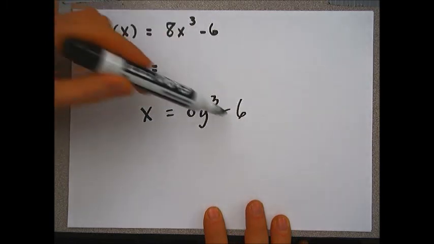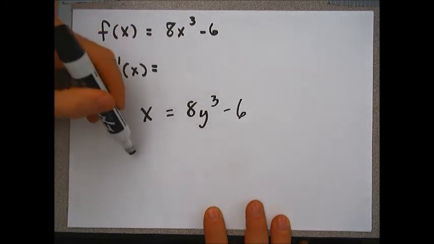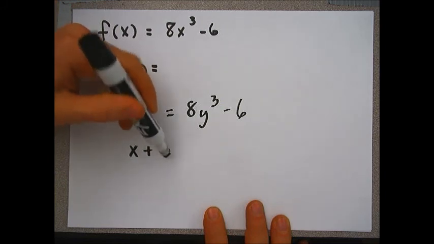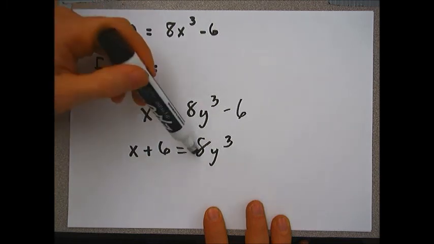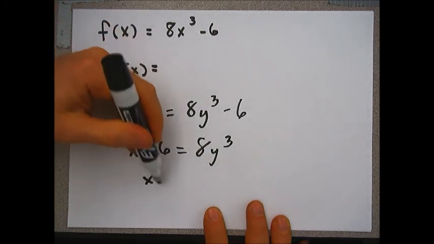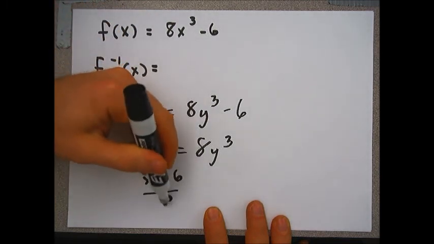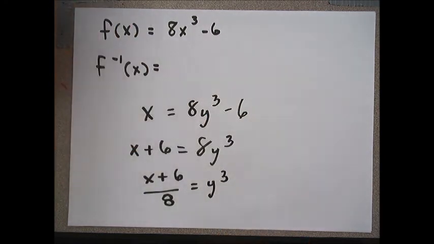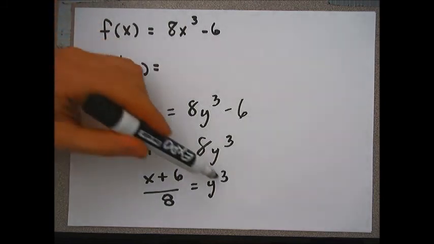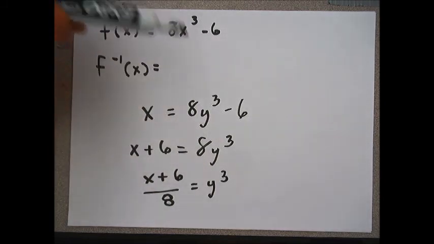Okay, so the first thing I want to do is take the 6 and add it over. x plus 6 equals 8y cubed. I want to divide everything by 8. Now here's where you have to be careful. To undo y to the third, what root do you take of both sides? The cube root of both sides.